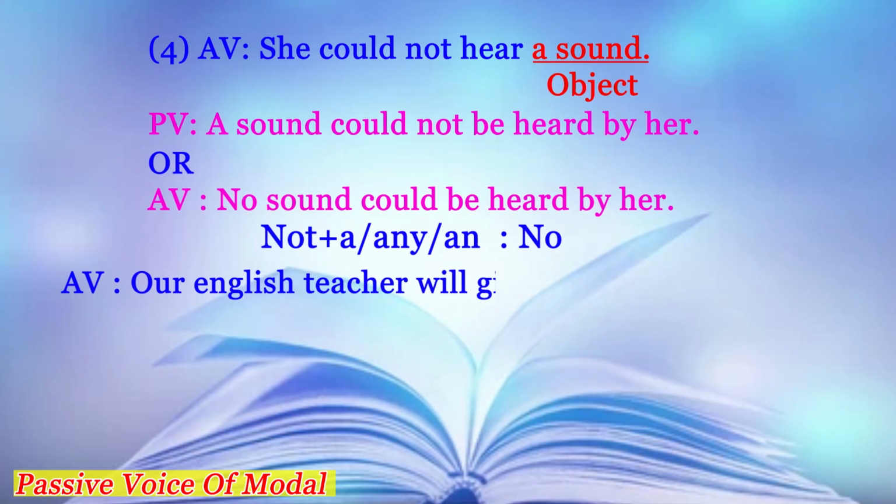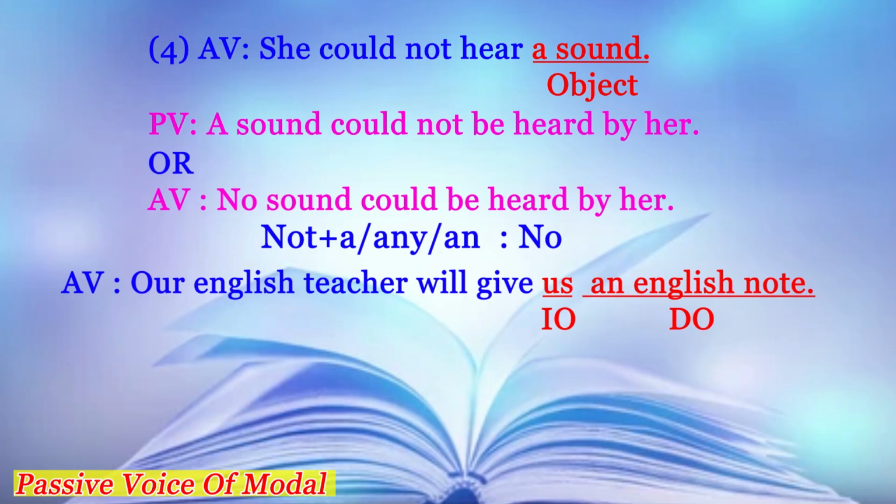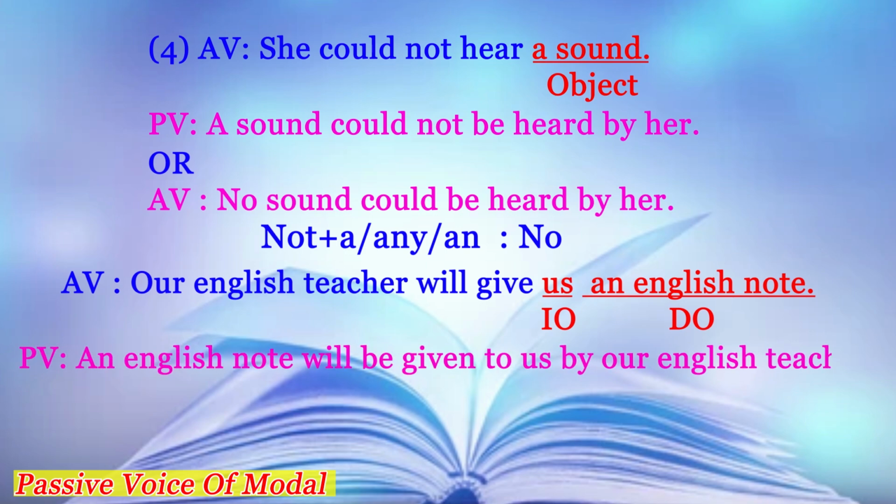Our English teacher will give us an English note. In this sentence, what is the object? An English note. The English note becomes the subject of the passive voice. So write it this way: an English note will be given to us by our English teacher. Or, us is also an object there. Us becomes we, so we need shall: we shall be given an English note by our English teacher.